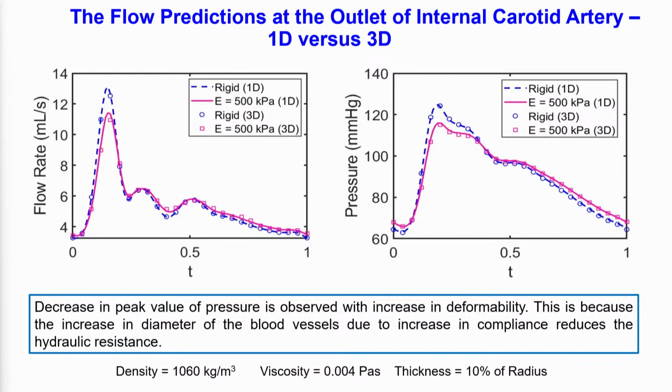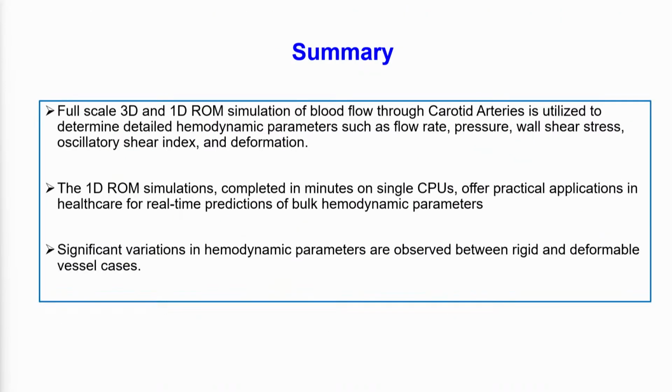These are with values of density, viscosity and thickness as 10% of the radius. This is approximately correct order of magnitude wise, the local thickness is about 10% of the local radius, but again if you have plaque formation and all, that is a different thing altogether.